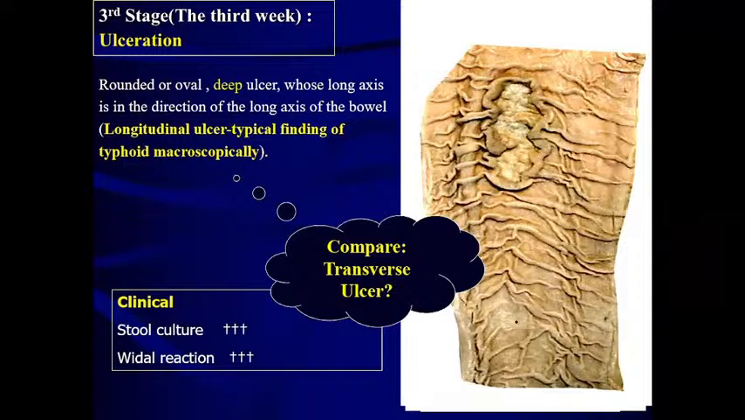And you can compare this with what we call transverse ulcers. Transverse ulcers will have the ulcer along the short axis or radial like this. And those ones, you find them in tuberculosis. So that is the difference. That's why typhoid rarely causes stricture, while TB causes stricture formation. By this time, you have the stool culture becoming quite positive and the Widal test being positive.